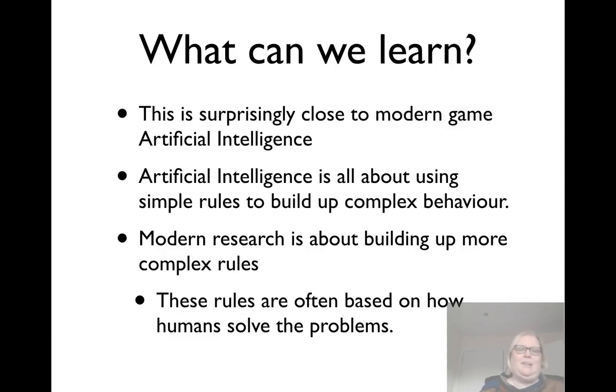What can we learn from this? Well, this is surprisingly close to modern game artificial intelligence. You get a really complex behaviour by taking lots of simple algorithms and putting them together. So modern research is really about building up more and more complex rules. And the way we actually do that is often based on how humans solve problems. If you were trying to chase somebody, what you might do is follow them directly, or you might try and find a different route to them. That's exactly what's happening with Pac-Man's ghosts.